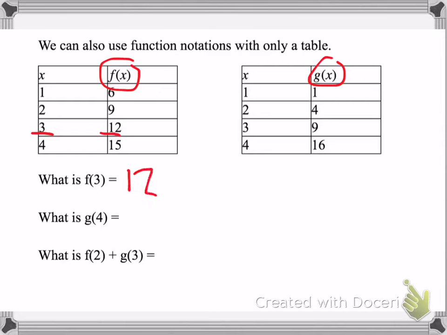Now we can do the same thing for g of x. We come down to x equals 4. We look over in the table. We see that when 4 is inputted, we get an output of 16.